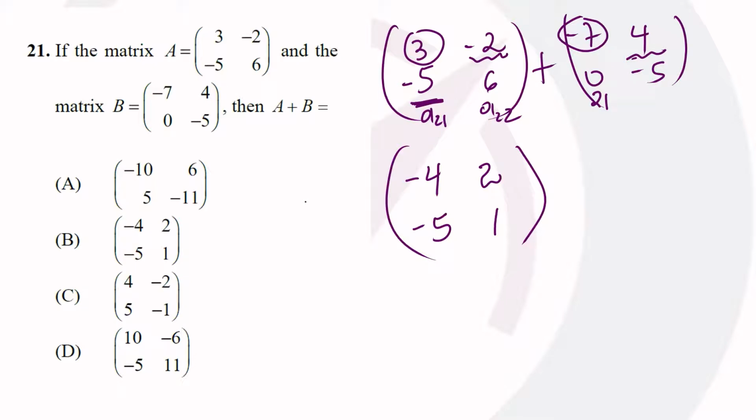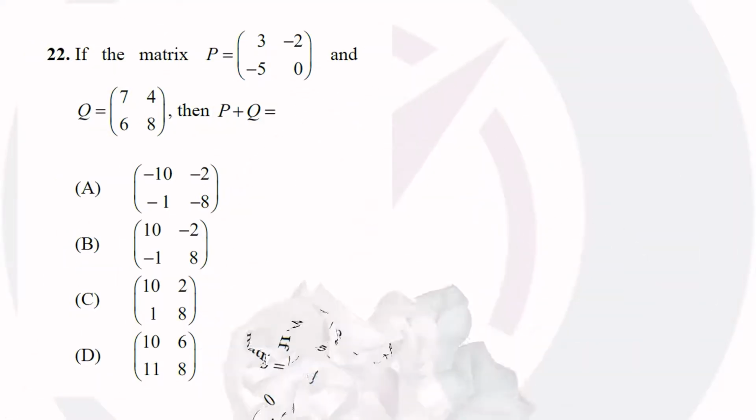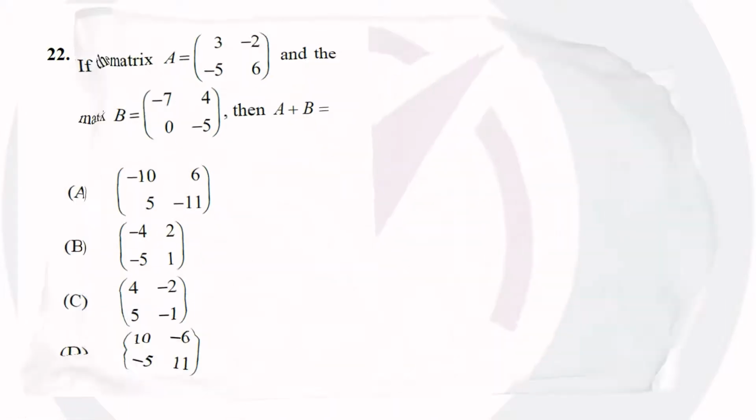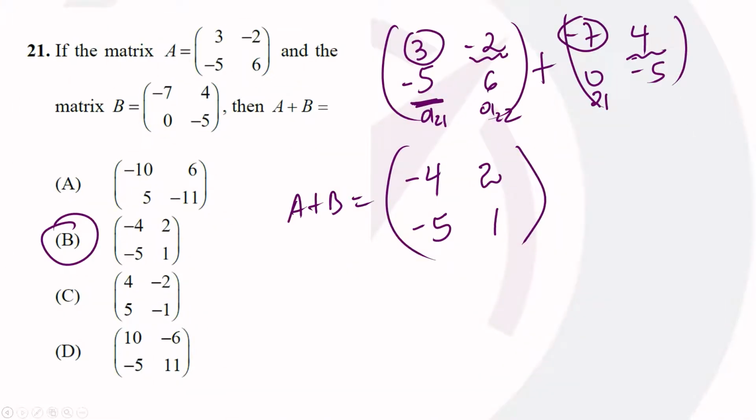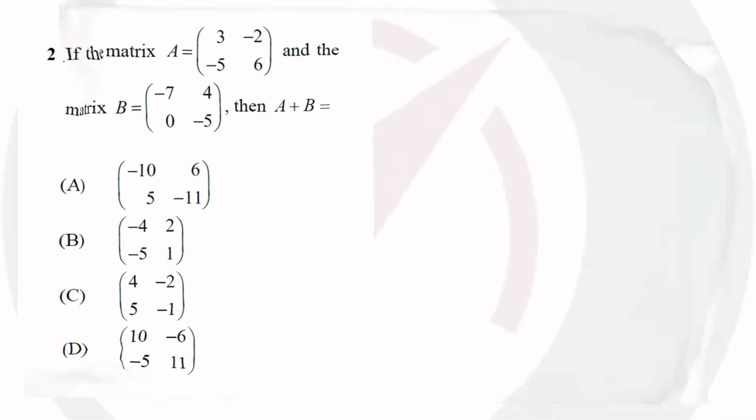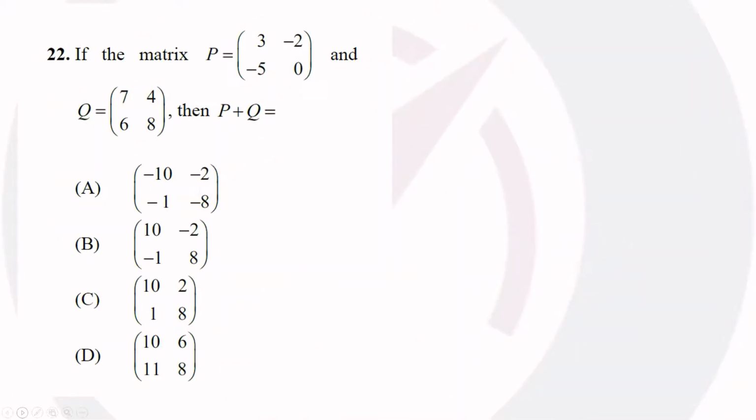So the matrix A plus B is equal to negative 4, 2, negative 5, positive 1. So which one matches? B matches. Alright, question 22. Same concept. Let's look back at it. You're going to use that same concept now and do question 22. Your turn now. So tell me what to write and I'm going to write it.